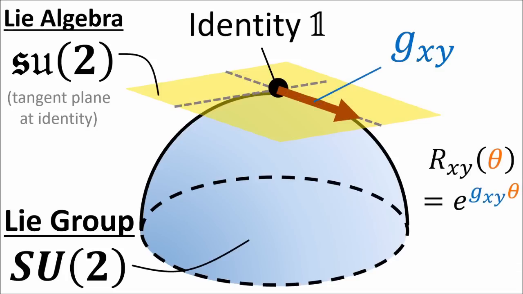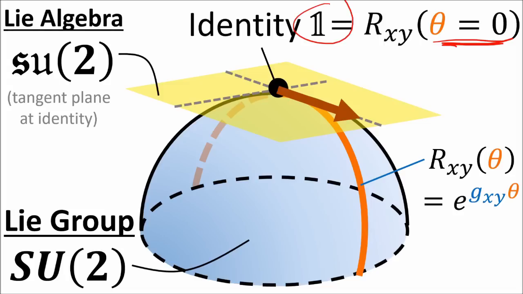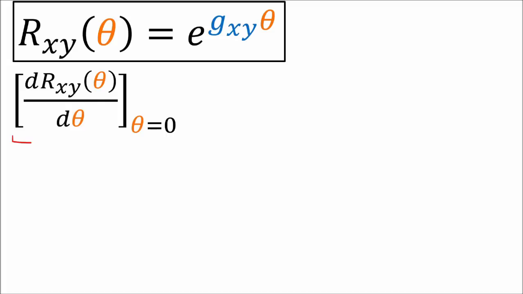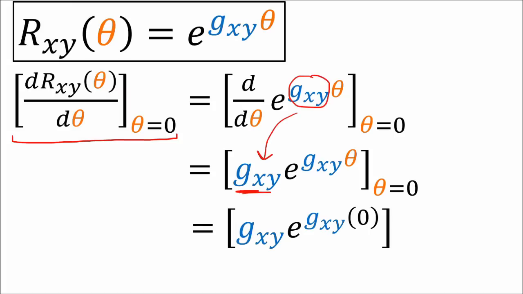When a Lie algebra element is exponentiated along with a parameter, it will generate a continuous path of group members in the Lie group. When the parameter is 0, we get the identity element, which is where the Lie algebra tangent space meets the Lie group. To go from the Lie group matrix back to the generator in the Lie algebra, we take the derivative of the group element and then set the parameter to 0. This derivative brings the Lie algebra generator down in front by chain rule, and setting the parameter to 0 makes the exponential go to the identity, leaving us with just the generator.